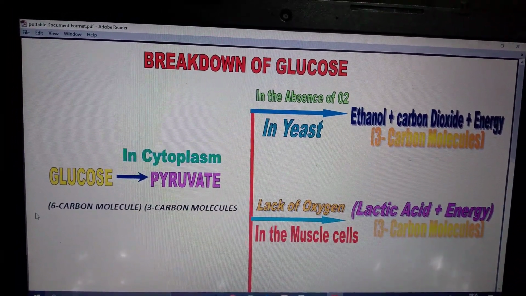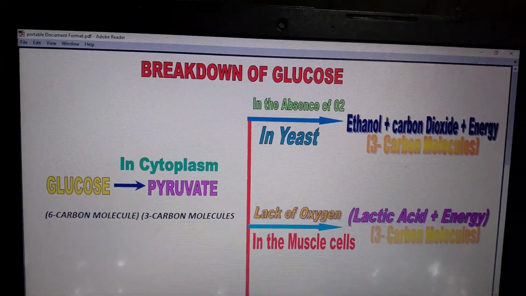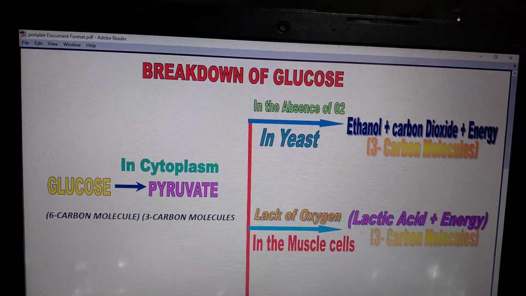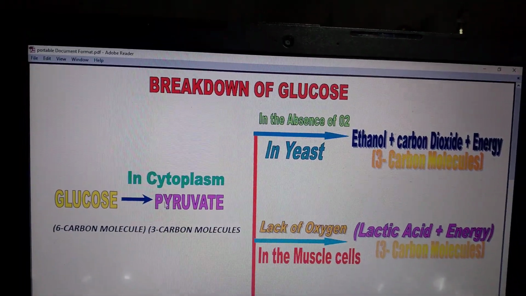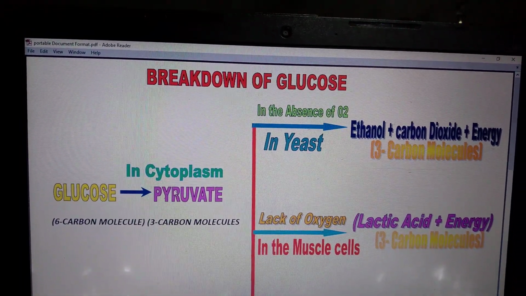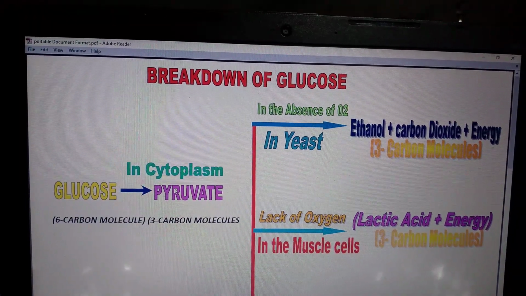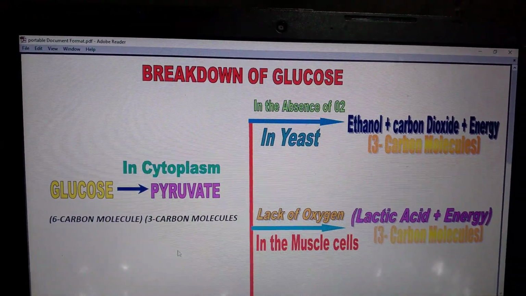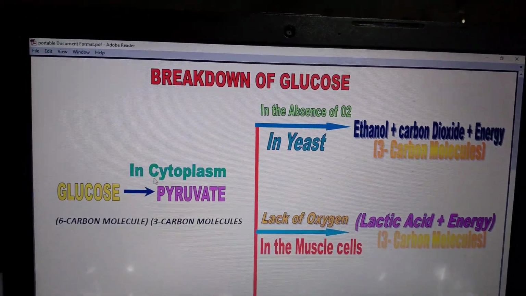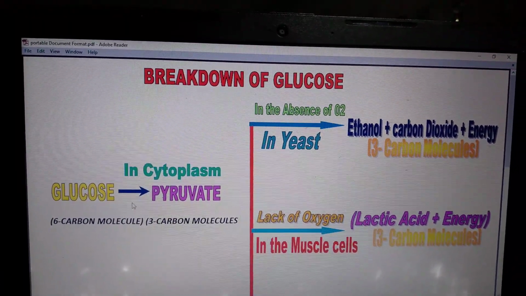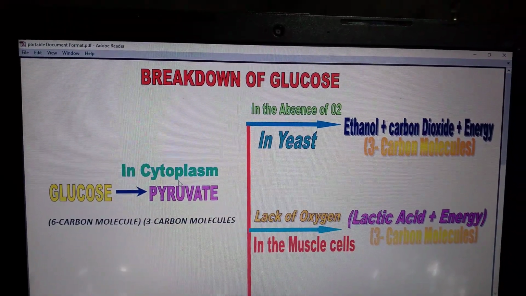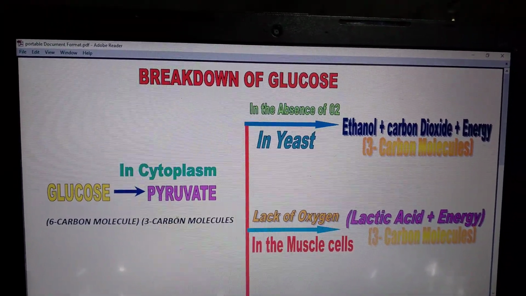The first step happens in the cytoplasm of the cell. Here glucose breaks down into a three carbon molecule called pyruvate. You can see this glucose breaks down into these three carbon molecules, called pyruvate, in the cytoplasm of the cell. Okay, concept clear?